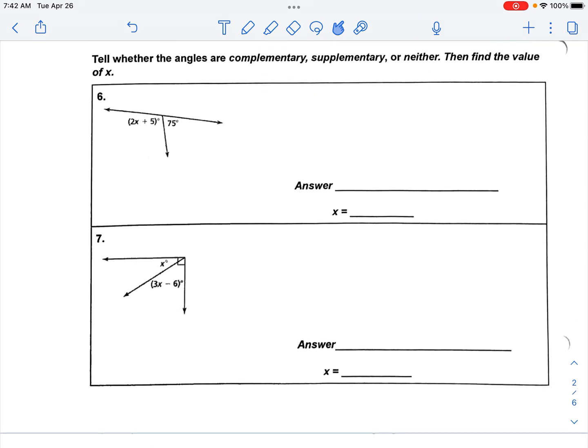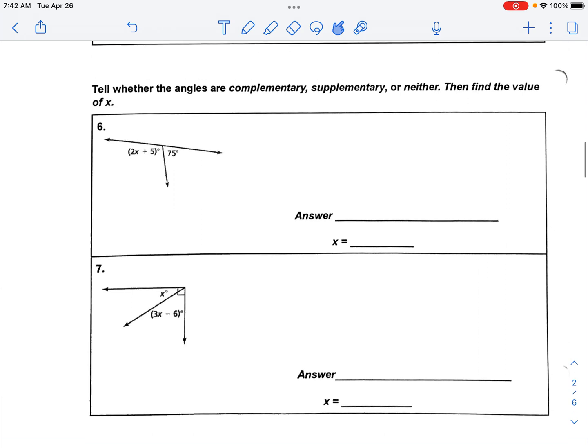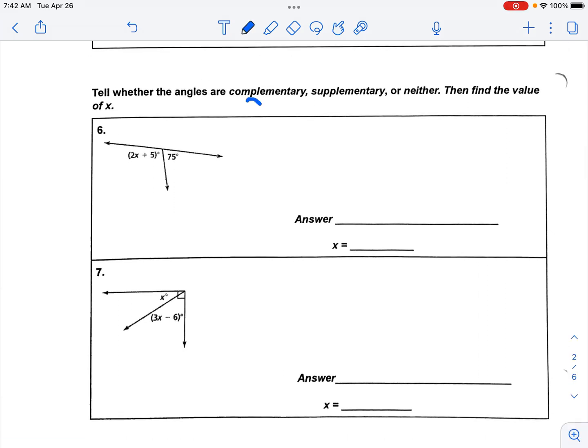Tell whether the angles are complementary, supplementary, or neither. So first of all, remember complementary means that the sum of the angle measures is 90 degrees. The sum of supplementary is 180 degrees. It says, then find the value of x. All right, so the first thing that I see is that these two angles form this straight line. That straight line equals 180 degrees. So I'm going to say that those two angles together total 180.